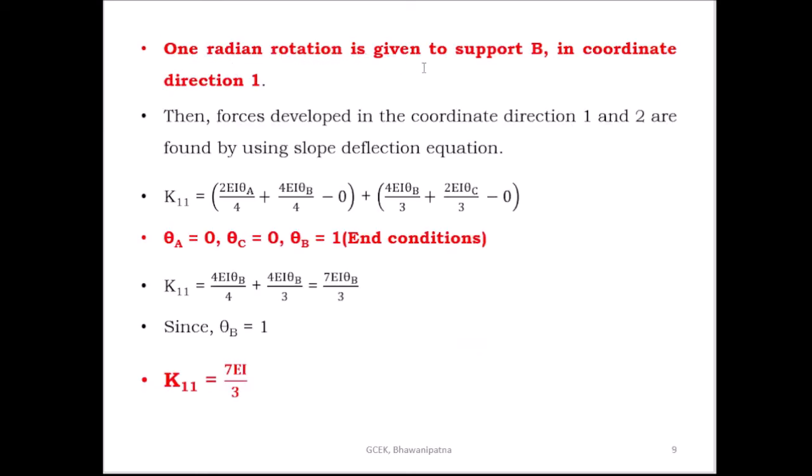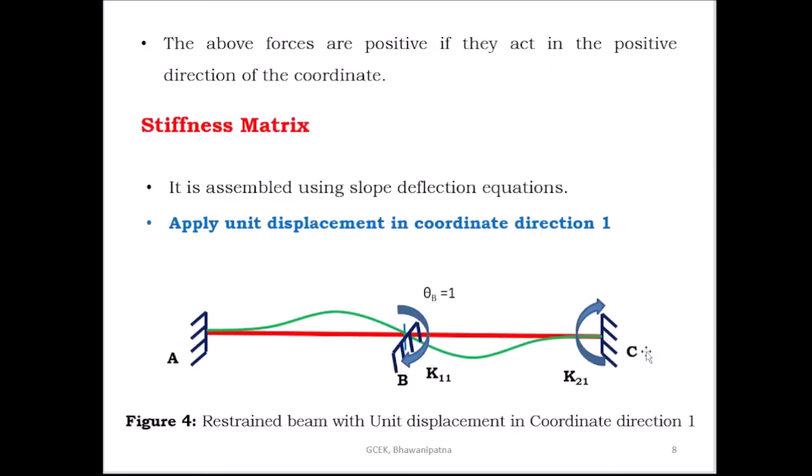1 radian rotation is given to support B in coordinate direction 1. Then the forces developed in the coordinate direction 1 and 2 are found by using the slope deflection equation. Then find out the K11 from the span AB and from the span BC. So, from span AB, 4EI theta B by L plus 2EI theta A by L, and from the span BC 4EI theta B by L plus 2EI theta C by L.